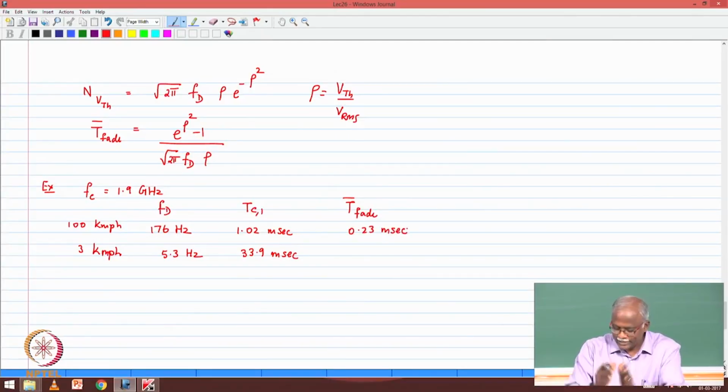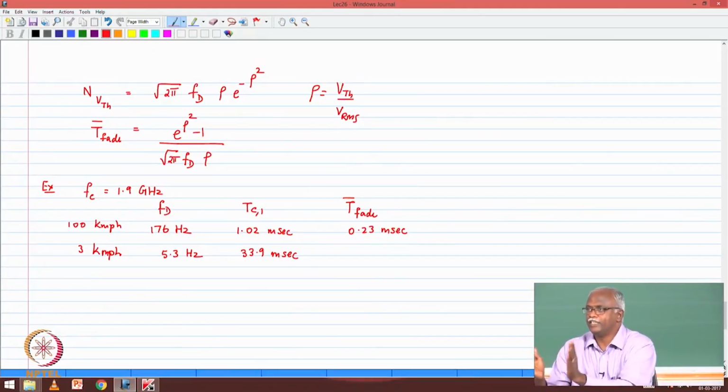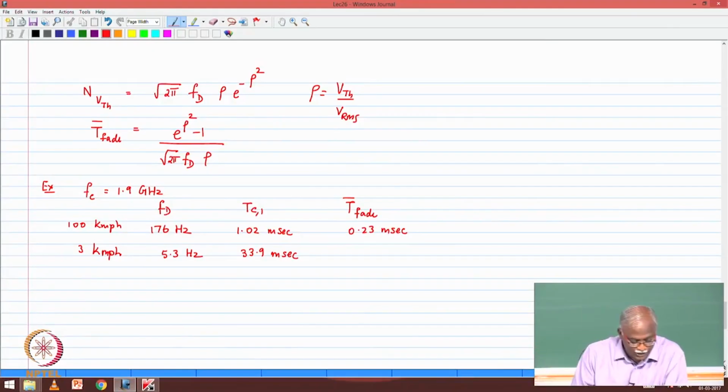So it says that coherence time is 1 millisecond, but actually if you are in a fade, the duration of that fade is likely to be around 0.23 milliseconds. Likewise, the coherence time at 3 kilometers per hour is almost 34 milliseconds. The average duration of a fade is 7.6 milliseconds.